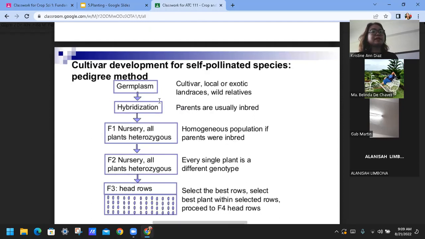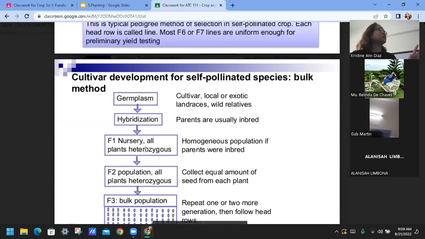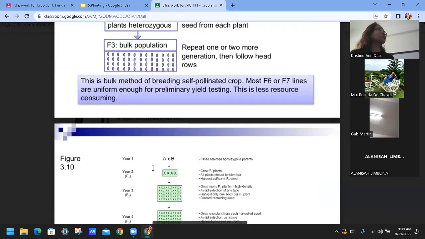And for the development of self-pollinated species, the pedigree method, this is the overall process. It's easy, just the arrangement. And for the bulk method, this is it. Meaning, there is no selection, which is more tiring, no?